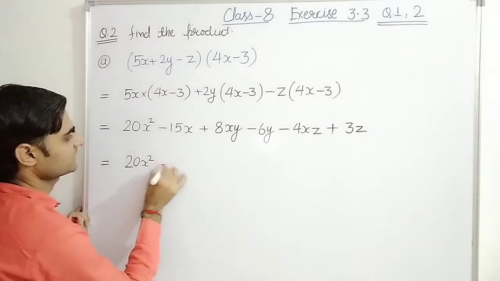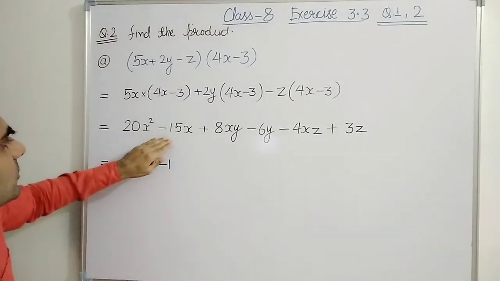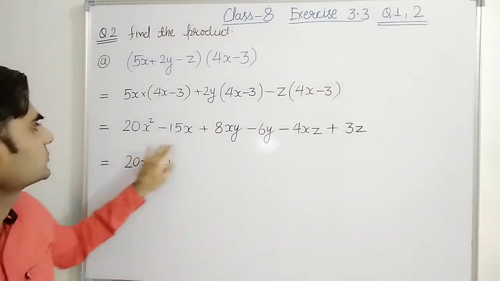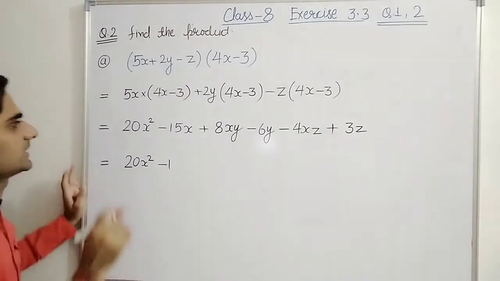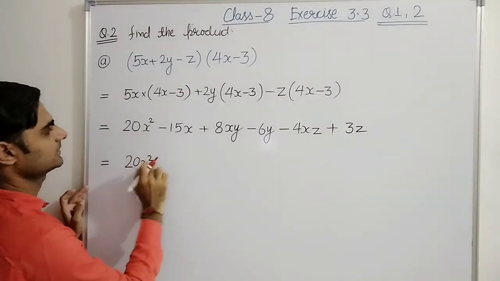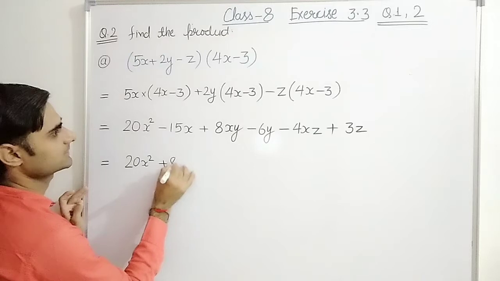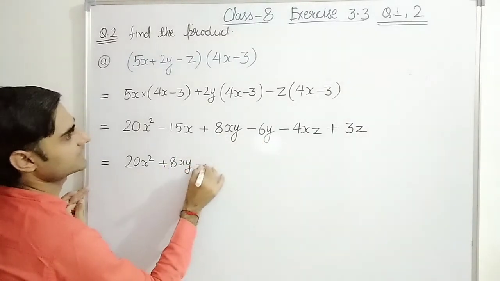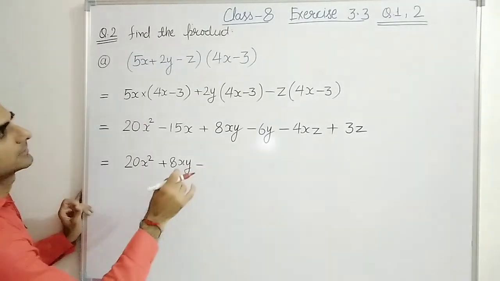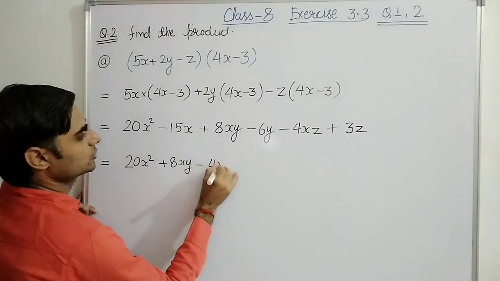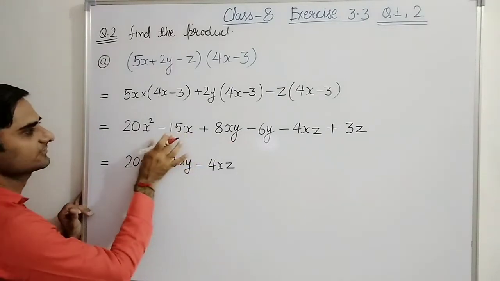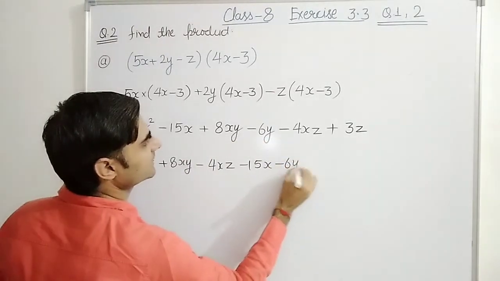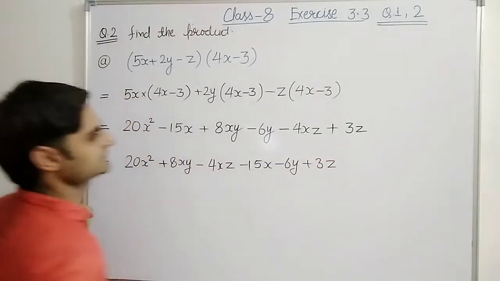This will be 15. Look, do you see any like term in this? See for yourself: 15x, xy, y, xz, z. You can just write it in sequence and nothing needs to be done in this, right? 20x square, isn't it? After that you can take plus 8xy, this one, then minus 4xz, and here what is left? Minus 15x, then here minus 6y, and then plus 3z.